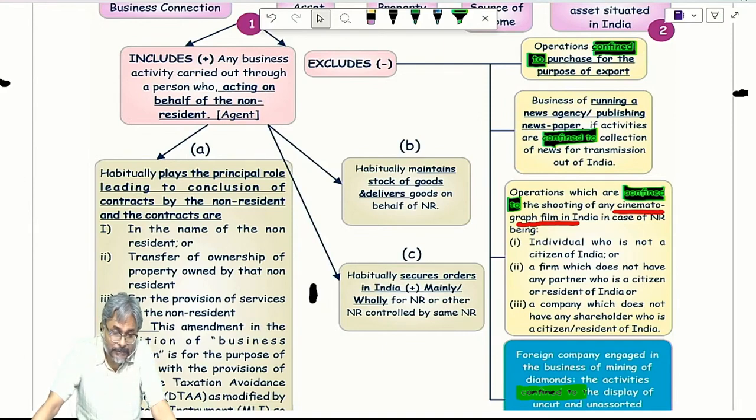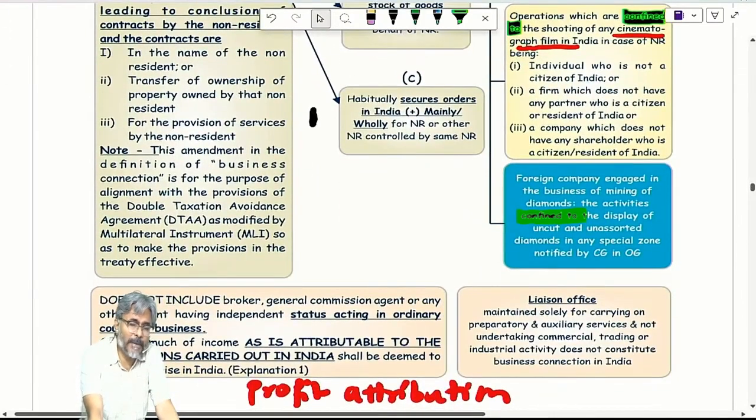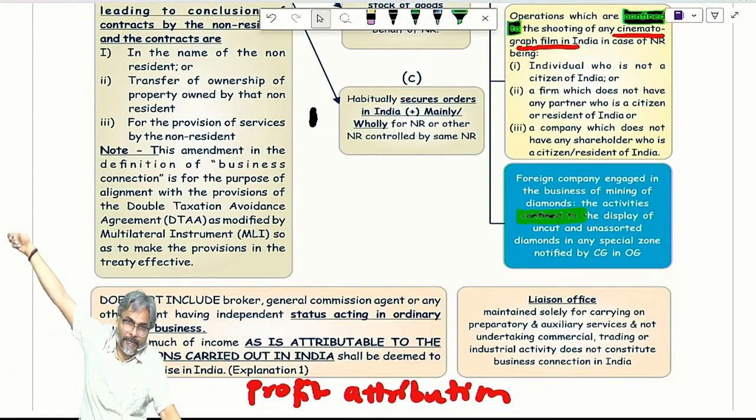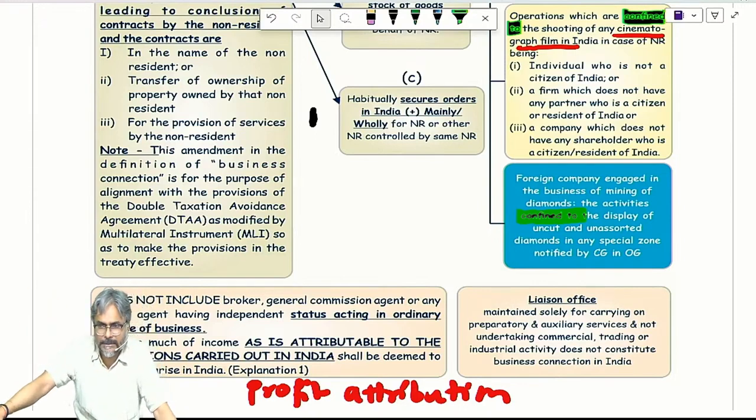Now, always bear in mind that the dependent agent is a person who mainly or wholly acts on behalf of the non-resident. Who is a dependent agent? A person who mainly or wholly acts on behalf of the non-resident. Now there is one very dangerous section which you will encounter very soon, which is also in your textbook.